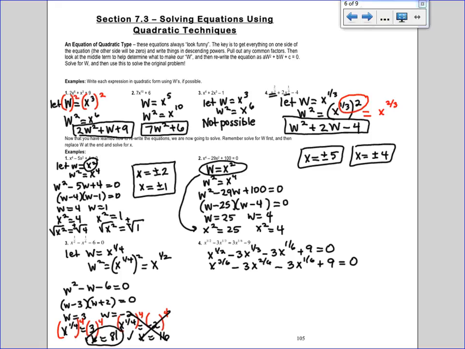Right, so it is in descending order. I have 3, 2, 1. Now I have 4 terms. So that's why I could go ahead and let w equal x to the smallest factor.